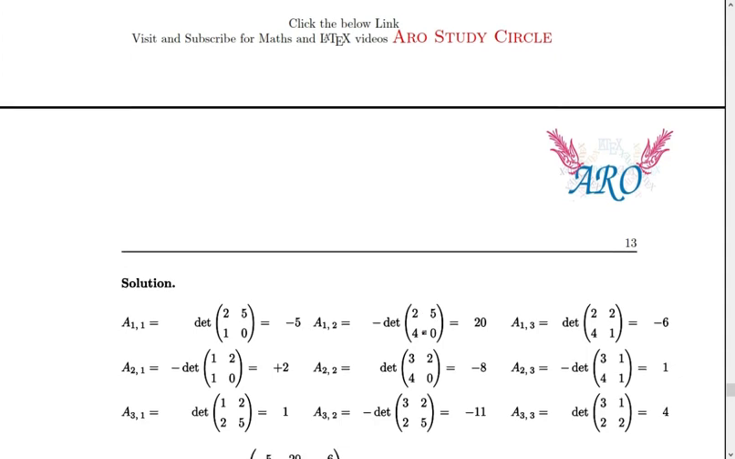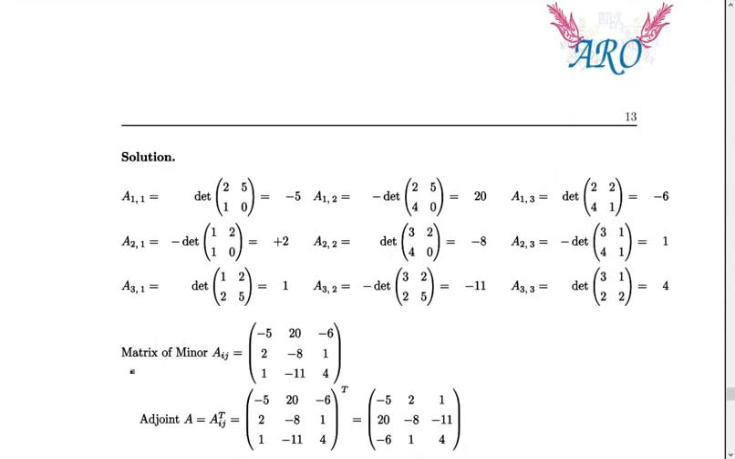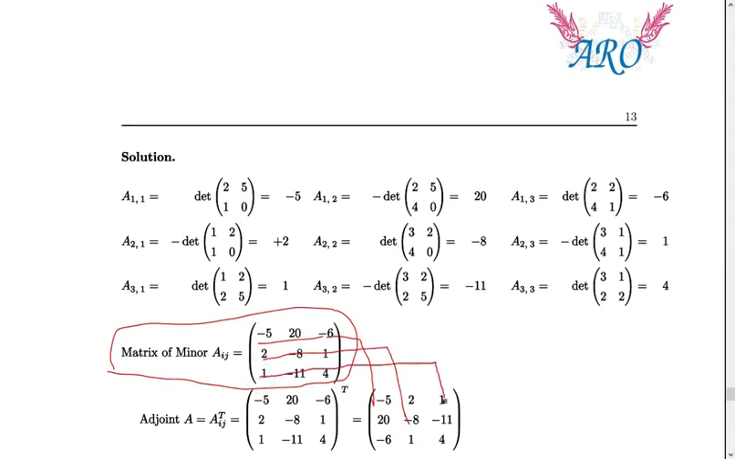Okay, and so on. If you find the minors, then the matrix of minors Aij is equal to this matrix. The adjoint of A is equal to the transpose of this matrix. If we take the transpose of this matrix, row becomes column: the first row becomes the first column, the second row becomes the second column, the third row becomes the third column. Okay, that's the adjoint of A.